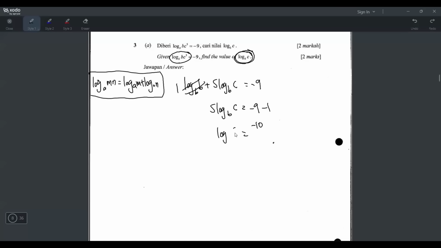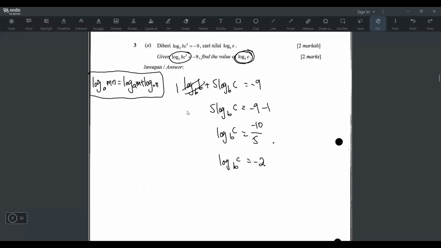And I want to find log c base b. So this 5, it is multiplied with it also. So when multiplication moves over there it becomes divide. So the answer for log c base b is negative 10 divided by negative 5. Wait, wrong. This is negative 10 divided by 5, because this 5 moves over there and becomes divide 5. So this is negative 2. Okay, this is correct now. Hope you understand.